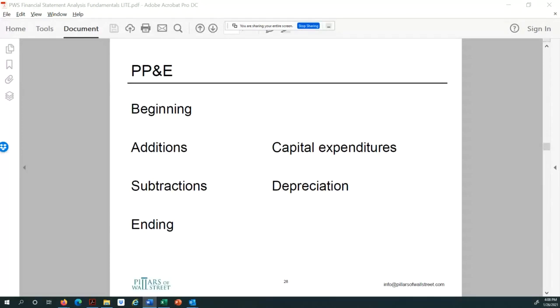CapEx, that means you're buying tangible long-term assets like machinery. Depreciation, again, is spreading out the cost of the tangible asset over its useful life. It's a non-cash expense. The actual cash outflow occurs when you buy the equipment, the CapEx, essentially.